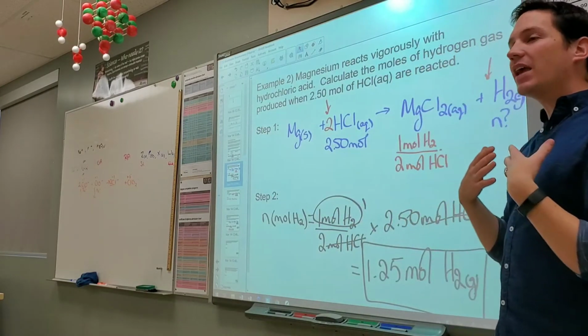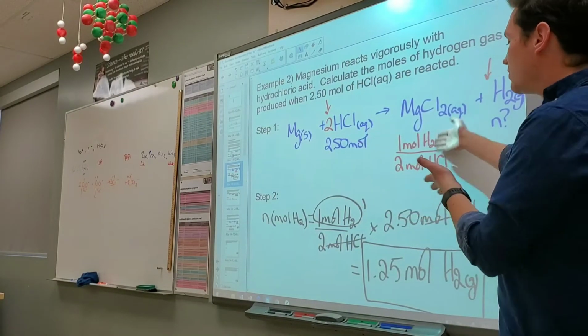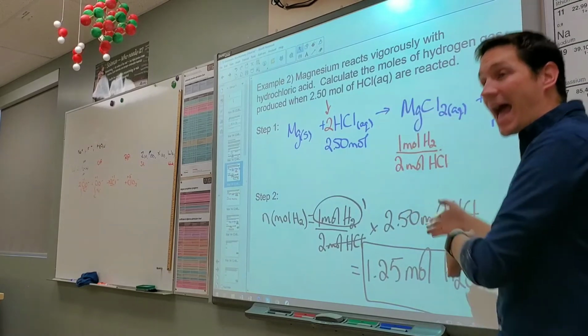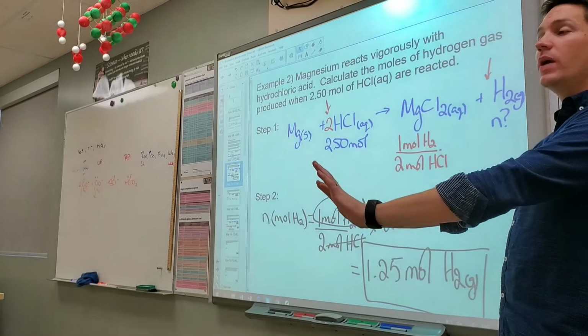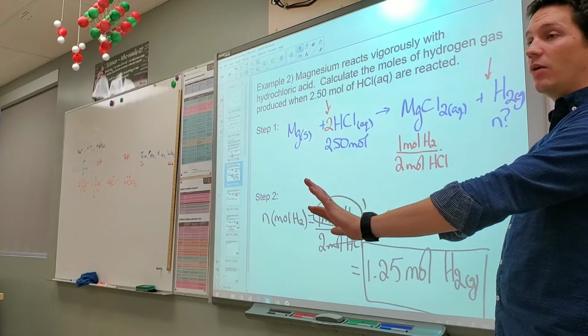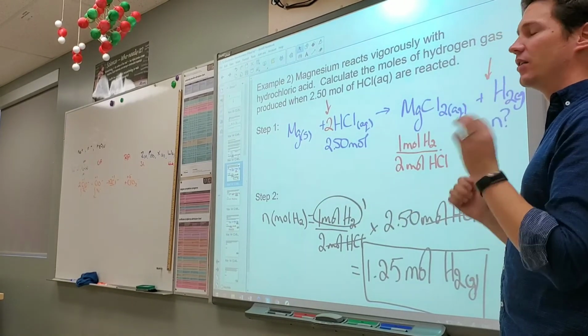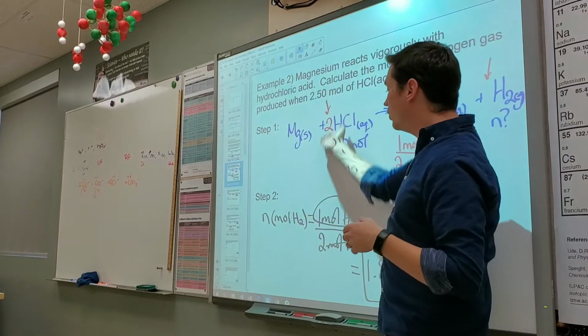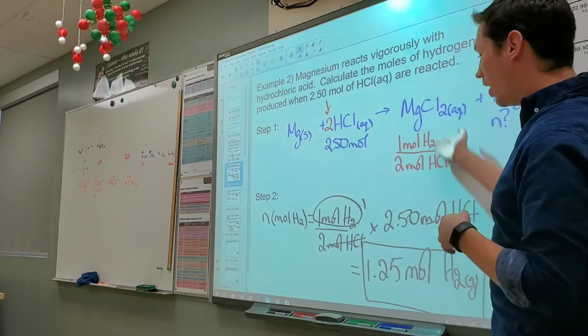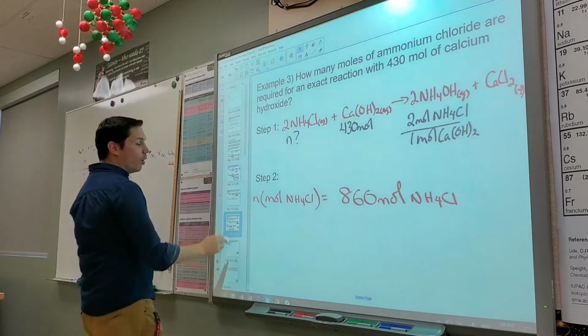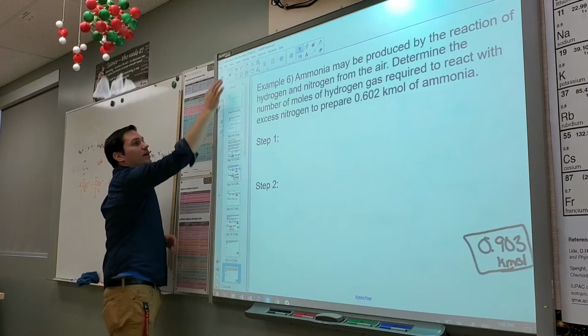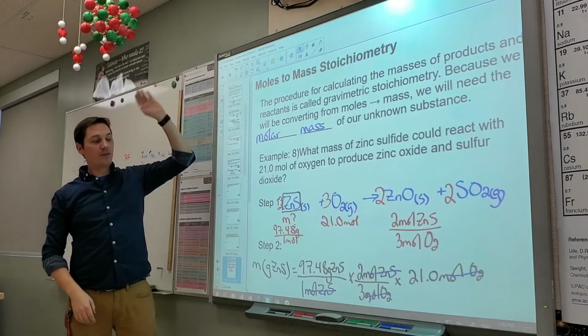So if I give you mass, can I use the molar ratio to convert mass? No. You have to find your way to moles somehow. That's the key idea here in stoichiometry, is 2 moles of this for every 1 mole of this. And that's a critical step. We did a bunch of moles to moles problems yesterday. There were so many there.